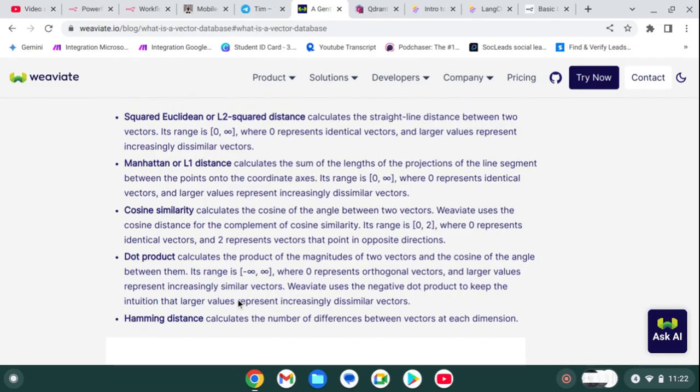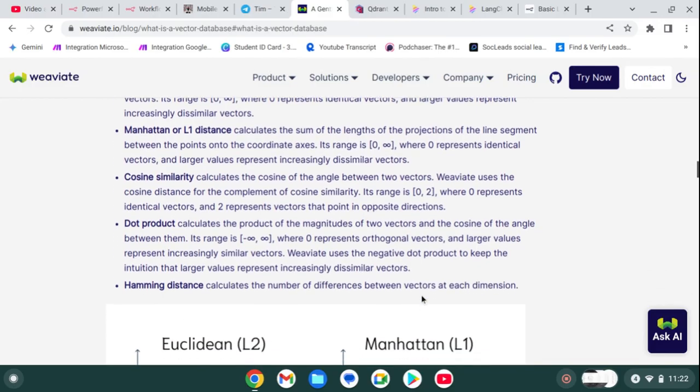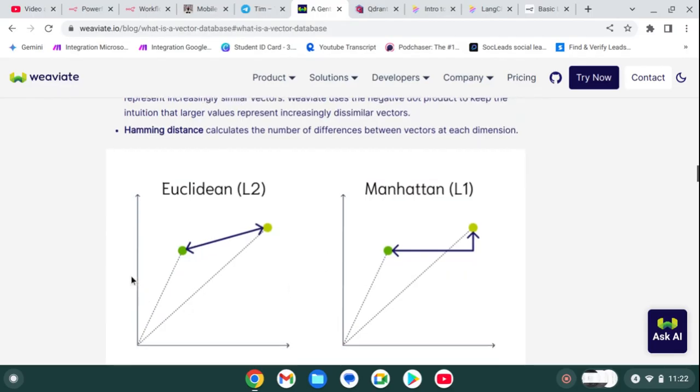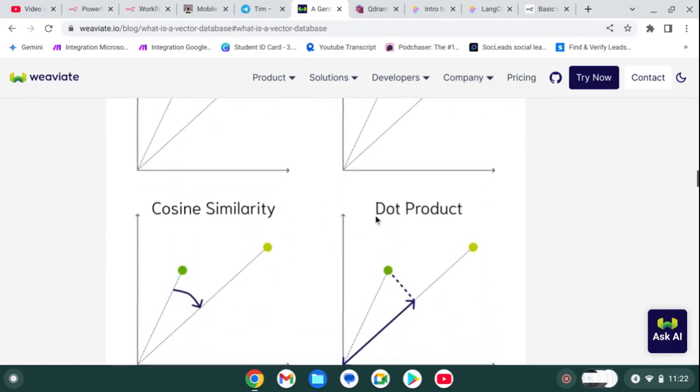Dot product calculates the product of the magnitudes of two vectors and the cosine of the angle between them. Zero represents orthogonal vectors, and larger values represent increasingly similar vectors. You can see the example, cosine, dot.